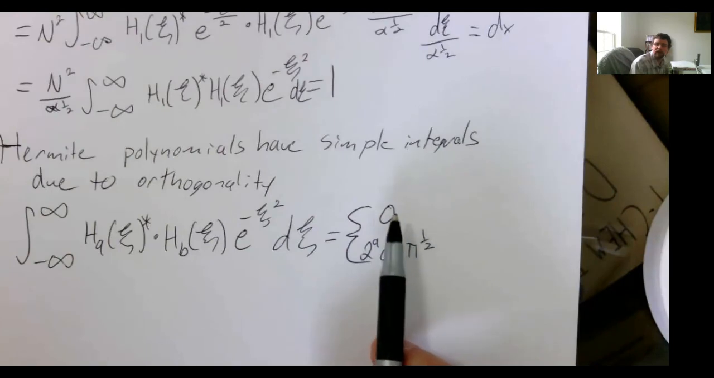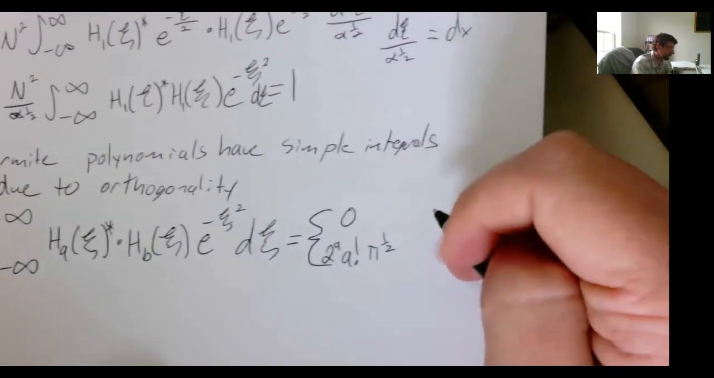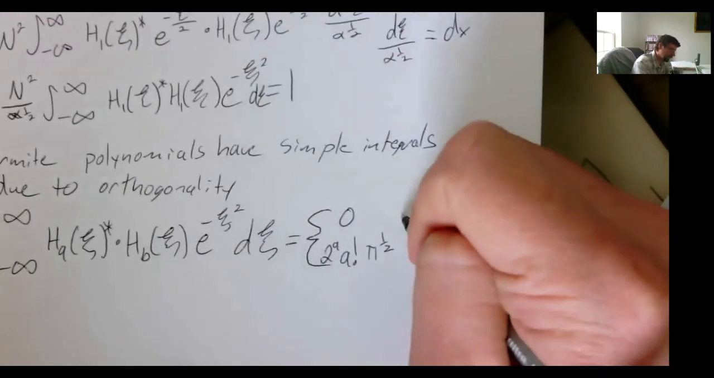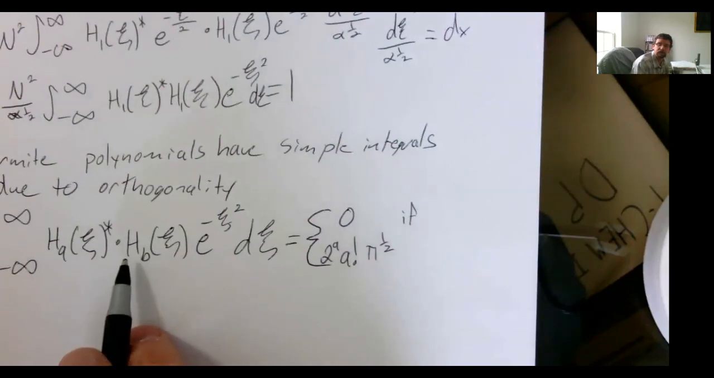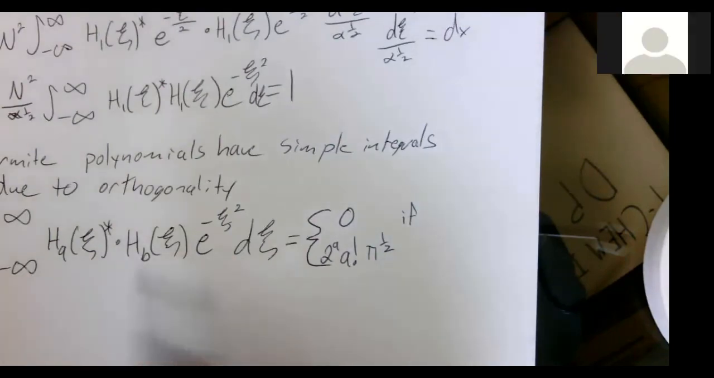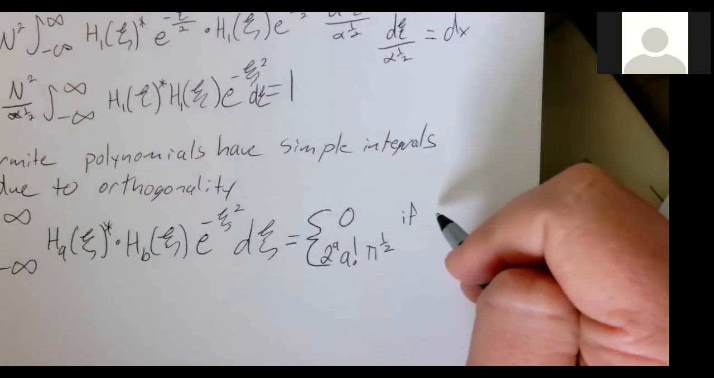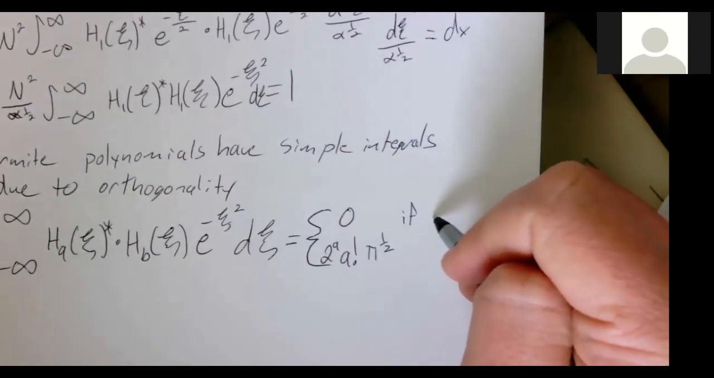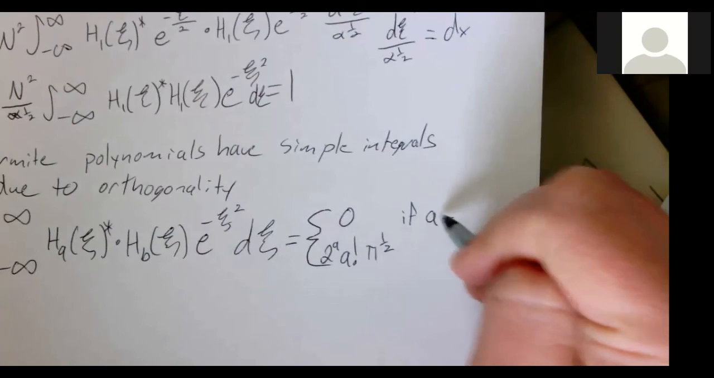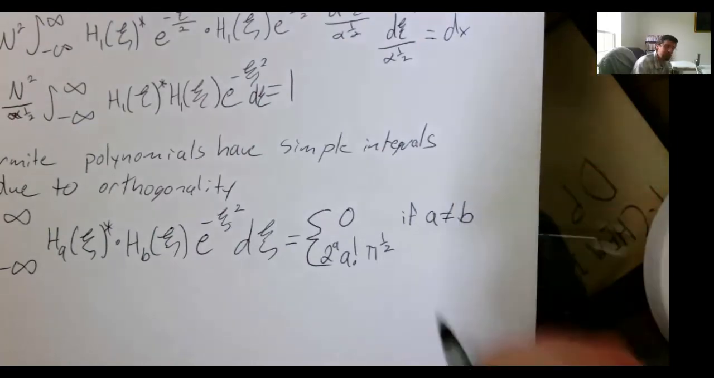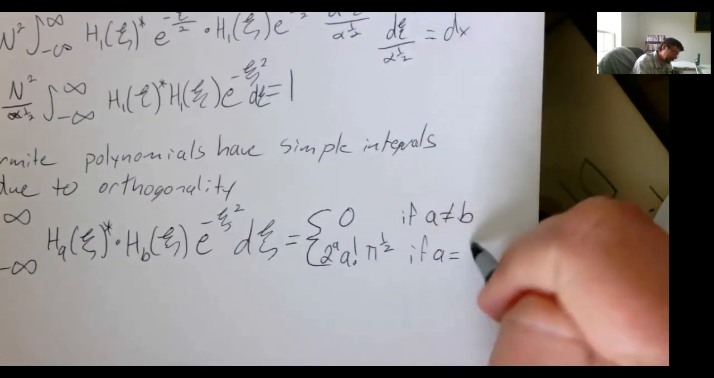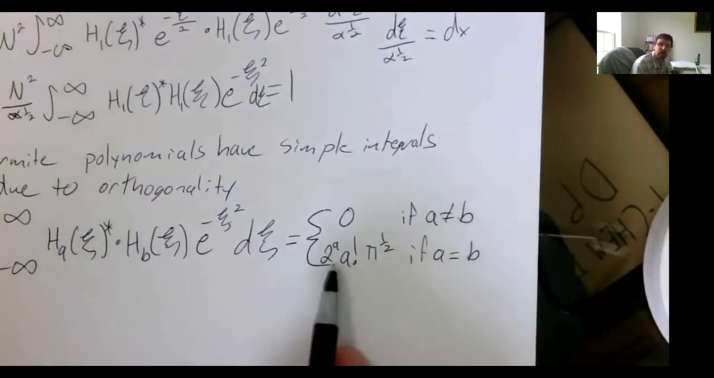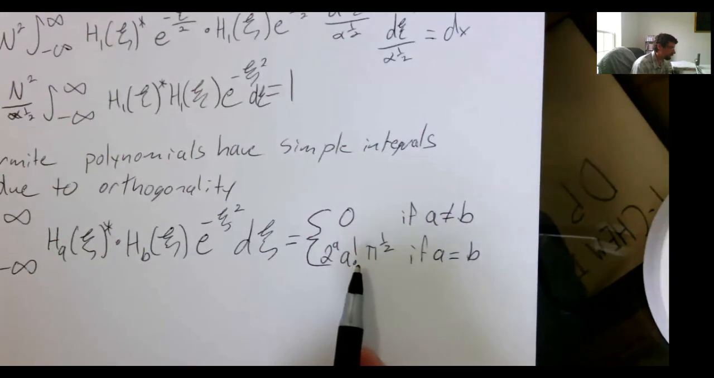Remember what orthogonality means? If we get 0, what does that mean? What has to be true about this function? Isn't it like I can't equal J, so A can't equal B or something like that? Right. If A does not equal B, that's going to be 0. If A equals B, and they're the same Hermite polynomial, you get this as an integral.